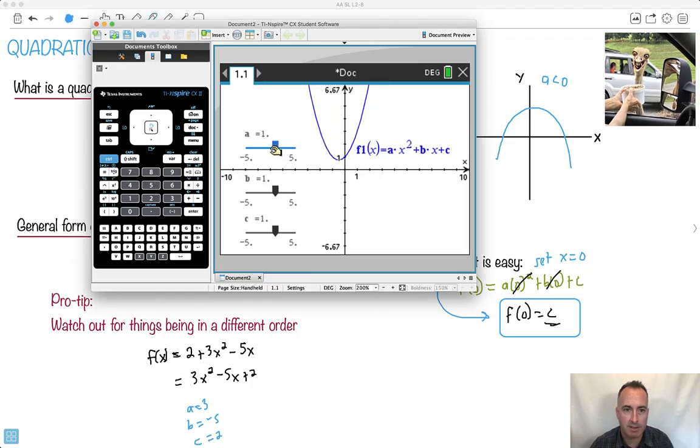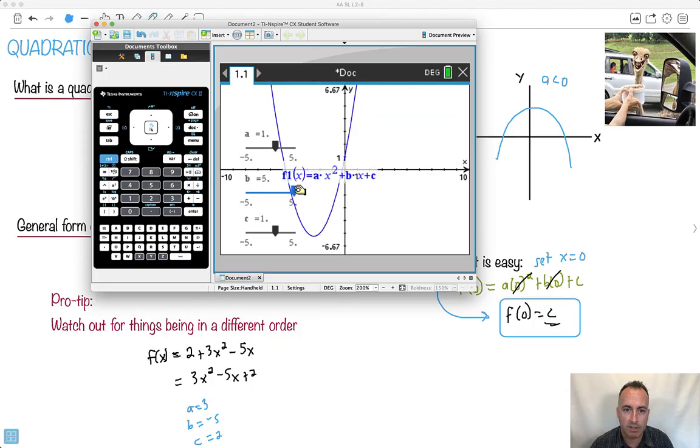What if I make A 0? Hey, it's a straight line. Why? Because this right here canceled out, which means we just got a BX plus C. It looks like a straight line. So that sort of explains that one. Let's look at C next. C is just going to be shifting this whole thing up and down. Let's see what happens here. Look. See, as I play around with C, look, it just goes up and down. That's all C does.